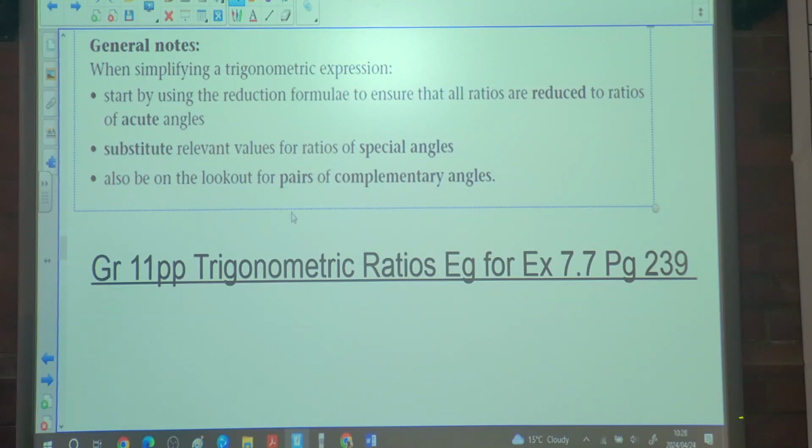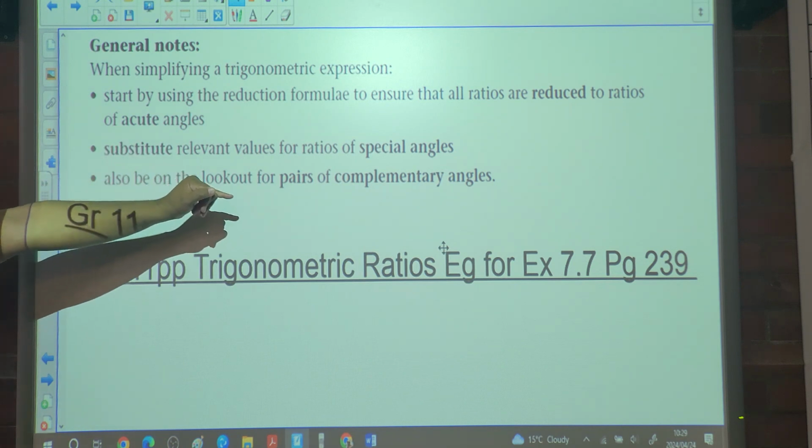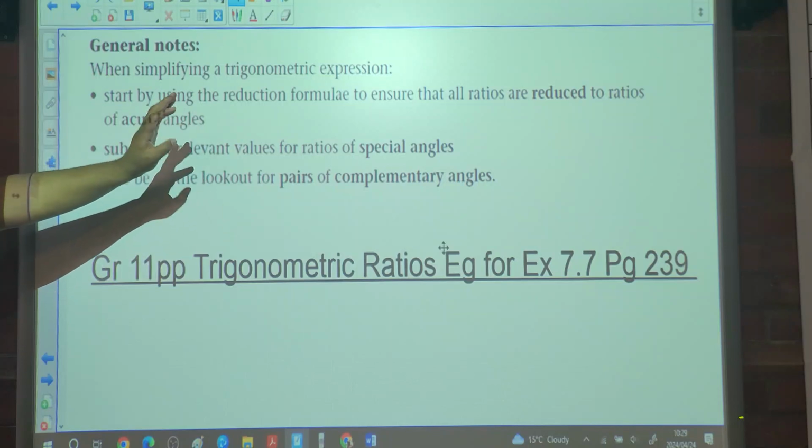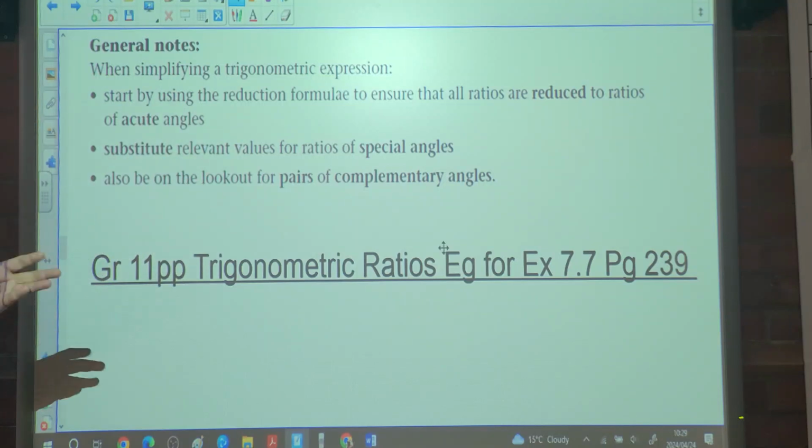General notes: when simplifying a trigonometric ratio, start by using reduction formulae to ensure that all the ratios are reduced to ratios of acute angles. That's number one. The second point, substitute relevant values for the ratios of special angles, so that you're going to use the 90, 30, 60, 45, and those values there, which is from your special angle triangles.